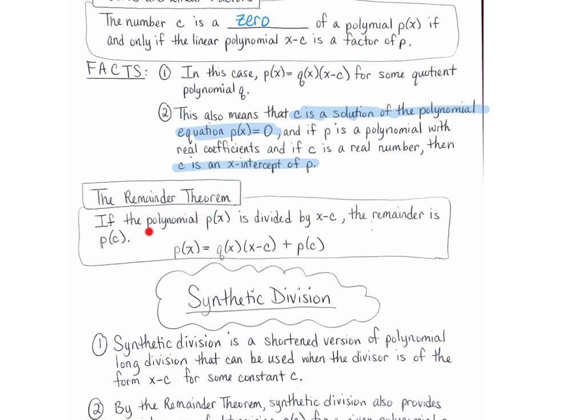Now, the remainder theorem. The remainder theorem says that if the polynomial p of x is divided by x minus c, that linear factor, then the remainder is p of c. So the remainder would be the same thing as taking c and substituting it into your polynomial to see what you get. In other words, p of x is going to be q of x, your quotient, times your linear factor x minus c, plus p of c.